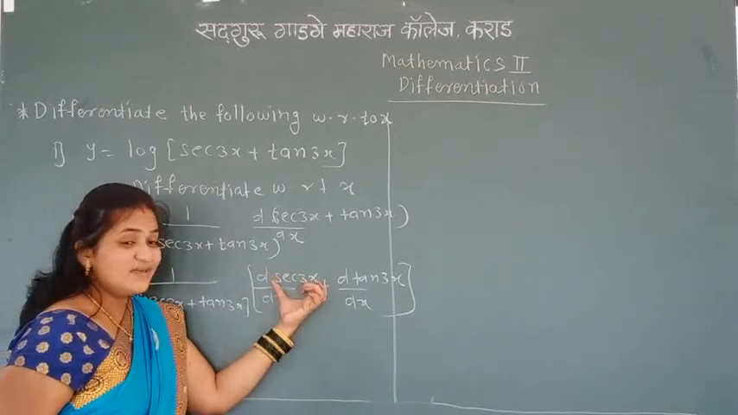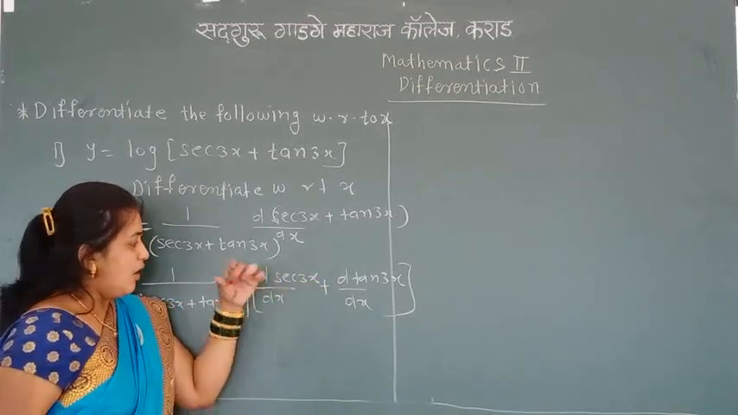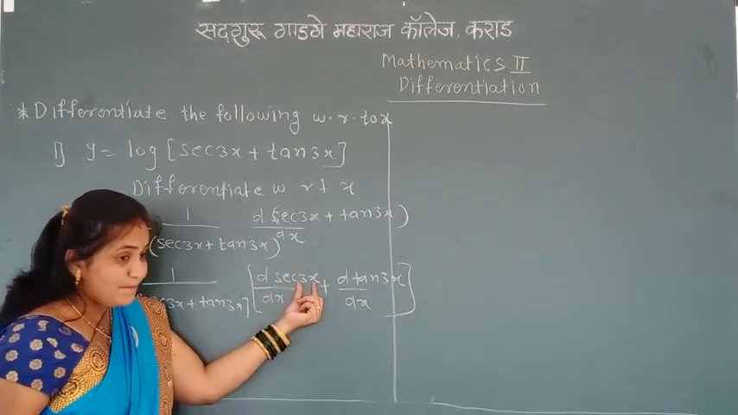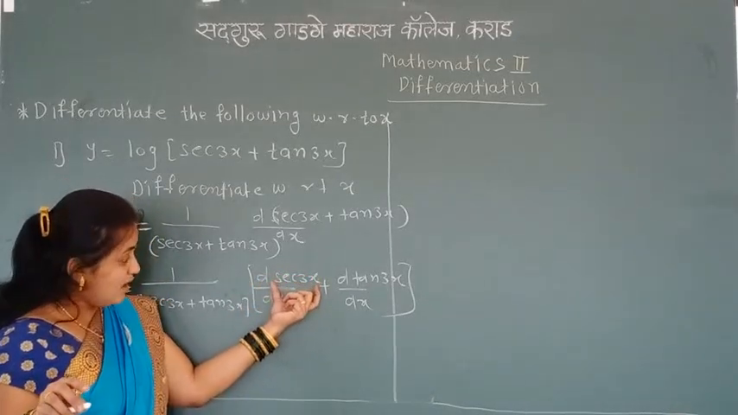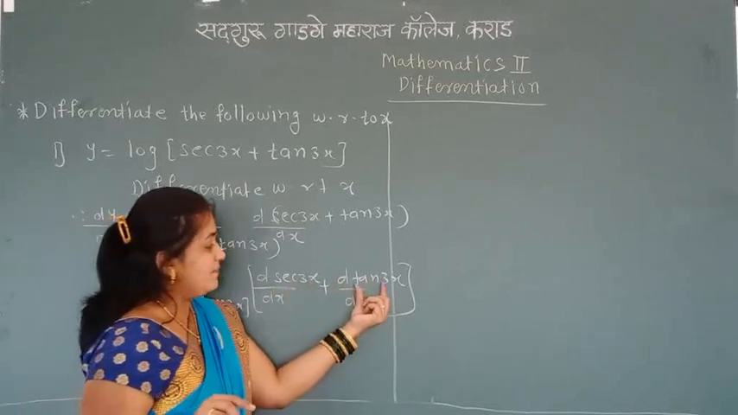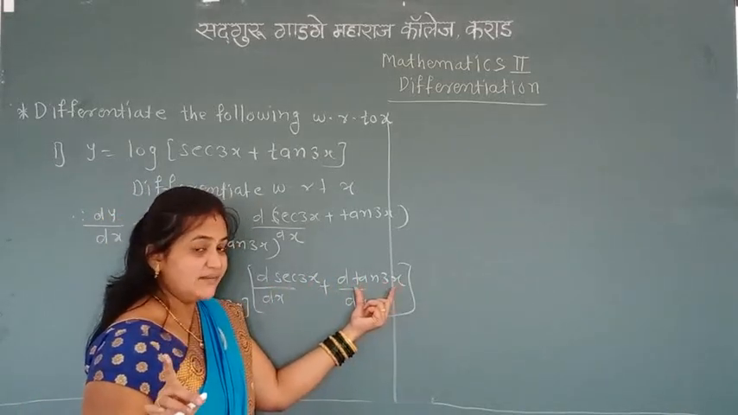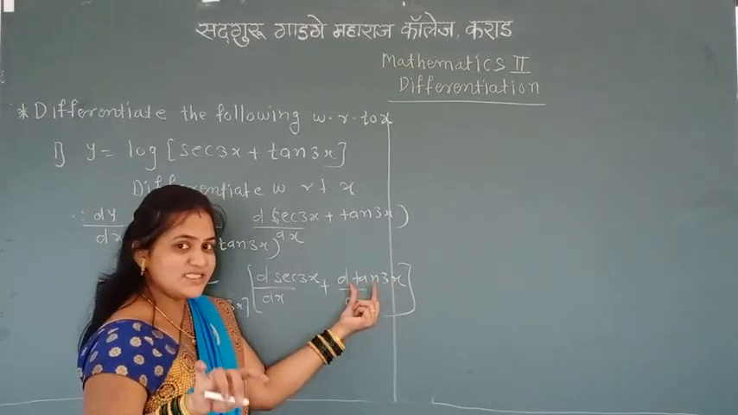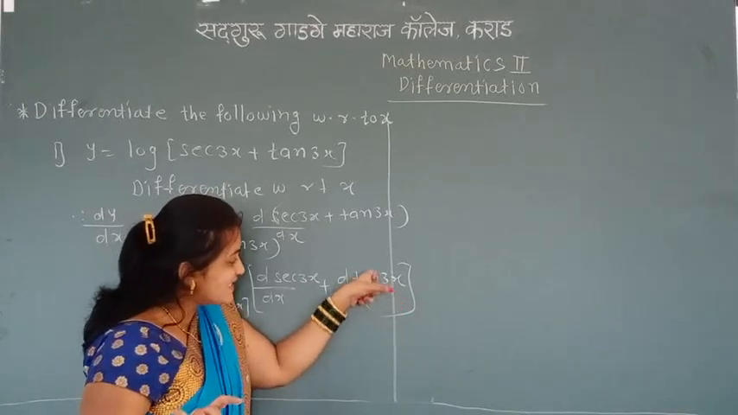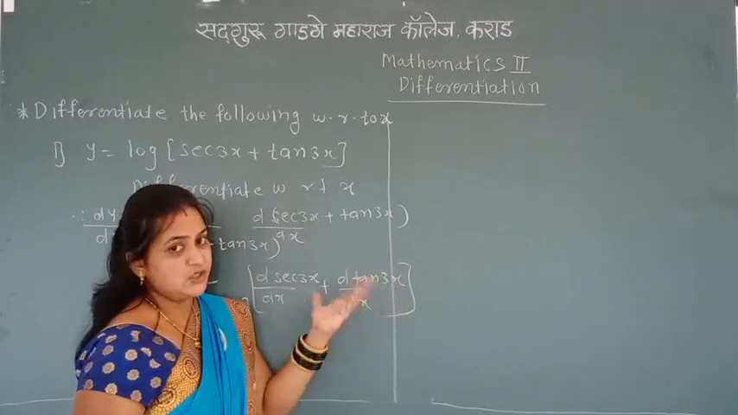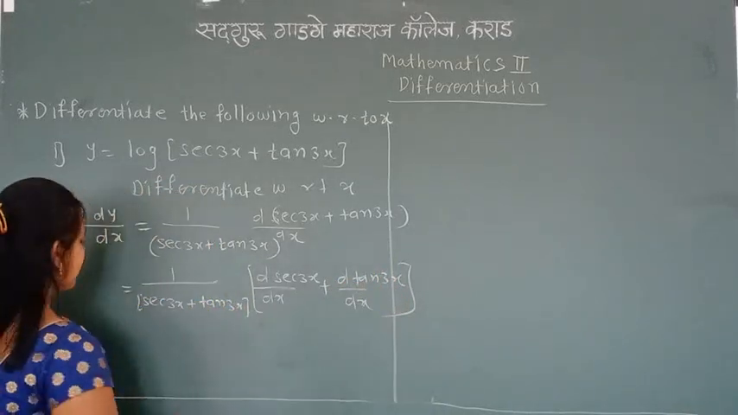This is not a standard function. Our standard function is sec x, but here x is replaced by 3x. So, this is a composite function. Similarly, tan 3x is not a standard function. tan x is the standard function. This x is replaced by 3x, so it is a composite function. So, again we can use the composite form here.